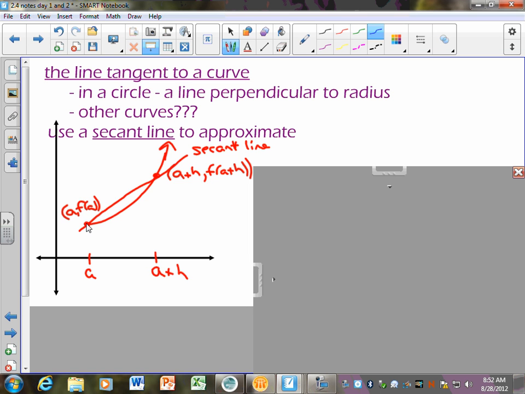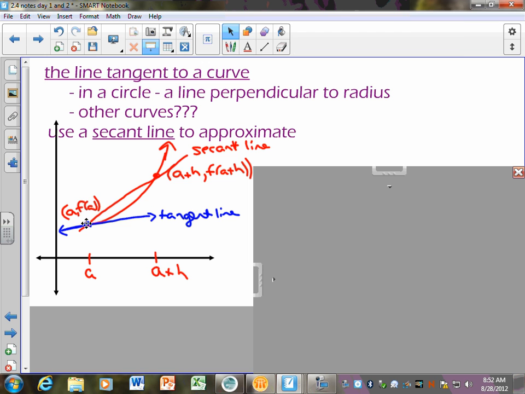What I really want is the tangent line. And the tangent line would just touch here at A. Don't you wish you had different colors? This is where the idea of a limit comes into play.